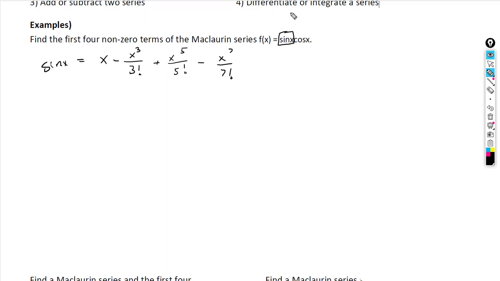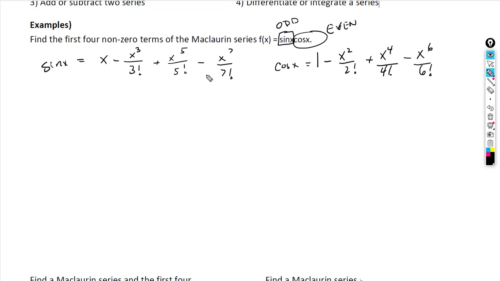Now remember, with sine x, the odd degrees are kept. With cosine x, the even degrees are kept. Okay, so with cosine x, we can hopefully remember that one, and that's 1 minus x squared over 2 factorial plus x to the 4 over 4 factorial minus x to the 6 over 6 factorial. And now, since I have the sine and the cosine both split into their four Maclaurin series terms, what I'm going to do now is multiply those together. So I'm going to take each of these individual pieces and multiply it. Basically, you're distributing it through everything.